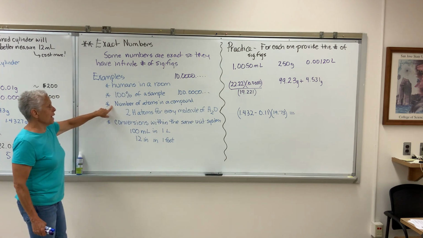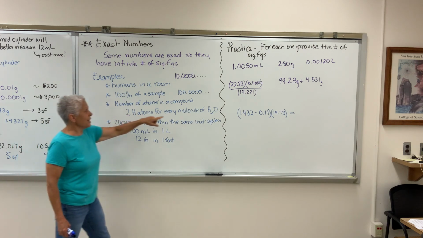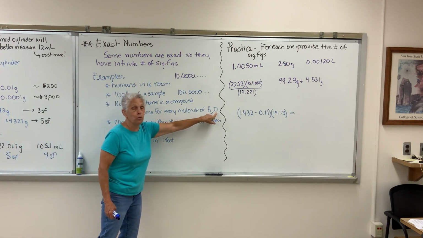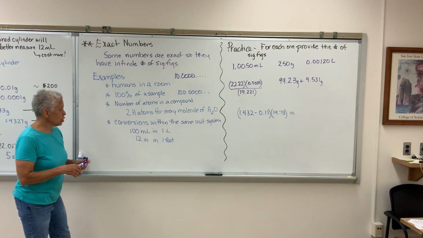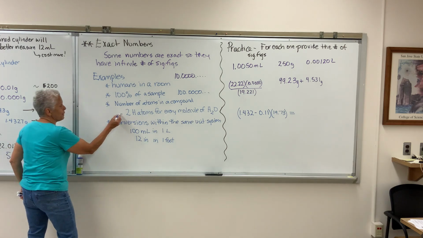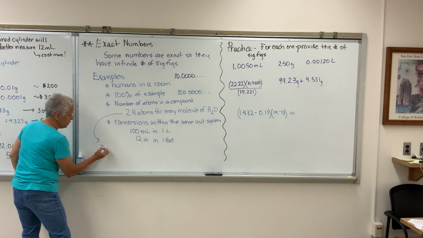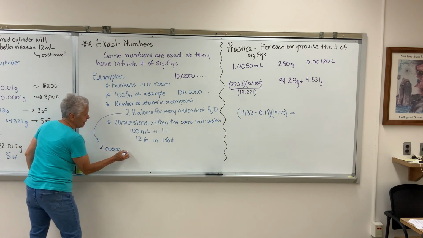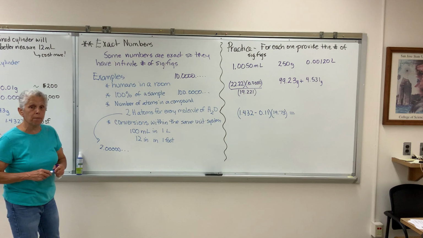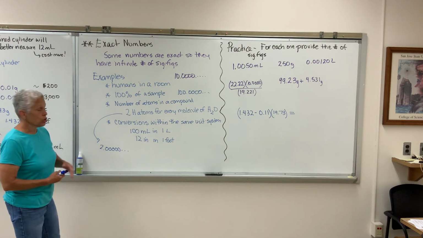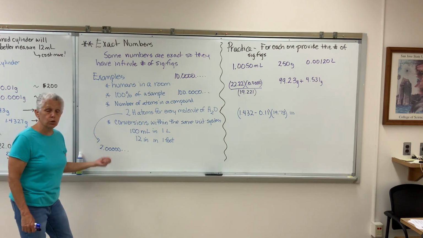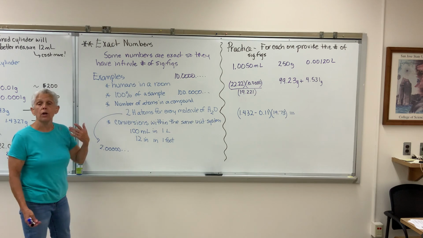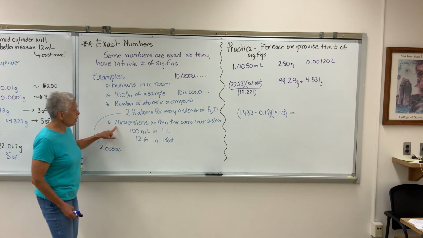Number of atoms in a compound. We say there are 2 hydrogen atoms for every water molecule. You can't have a fraction. So if you have to do some calculation that requires that, you have 2.00000, as many decimal places as you want for that calculation. So that's not what's going to limit your calculation. And again, when we start doing calculations with stoichiometry, we'll remind you of this.